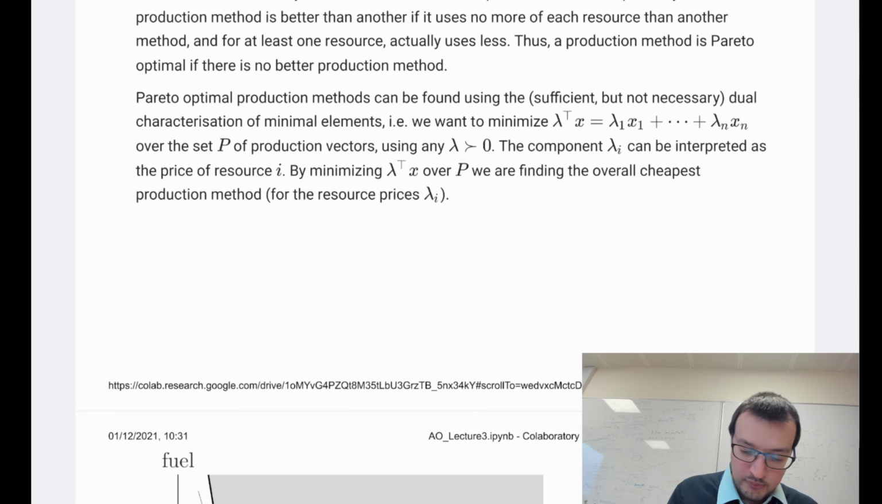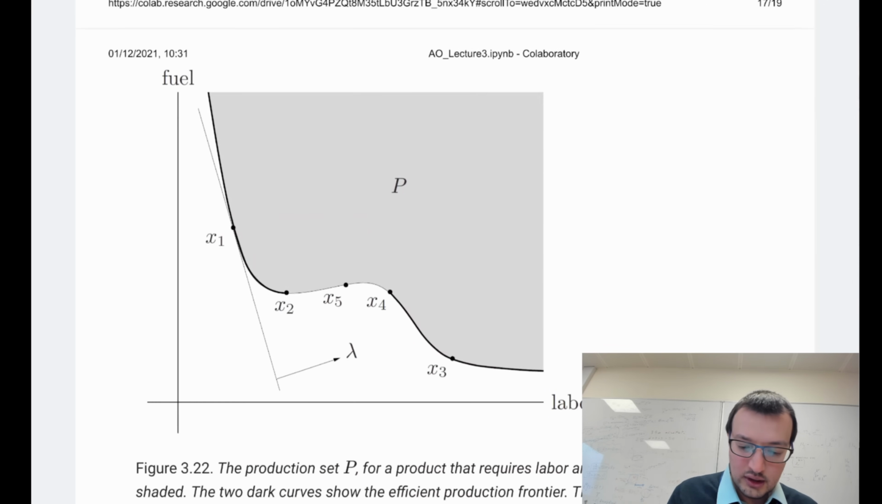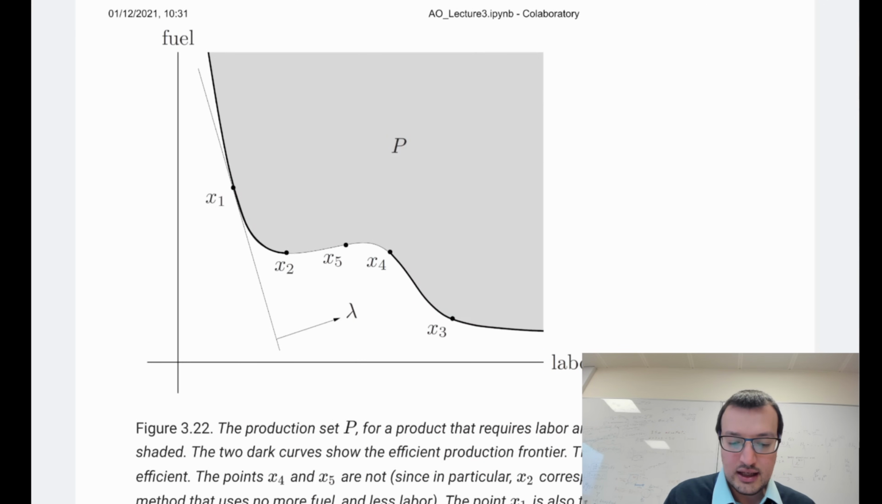So we plot here all the points that are fine to produce a product. For instance, this combination of labor and fuel, this point here, corresponds to a product that can be produced. And also this other combination of labor and fuel can produce the same product. Of course, we're using more or less the same amount of labor, but we're using less fuel.